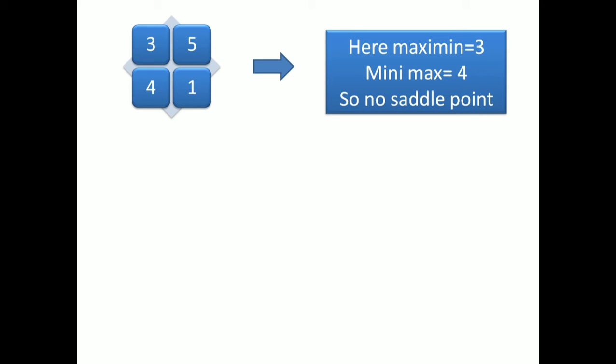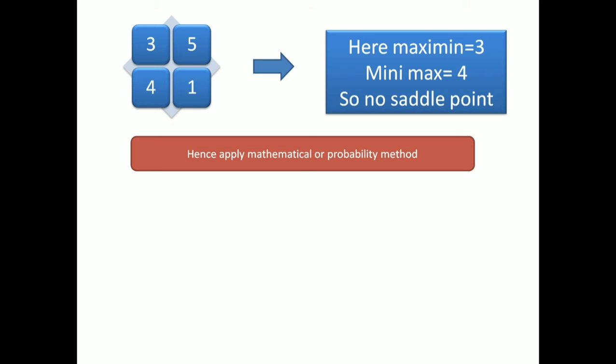Let us see an example. This is a 2 into 2 matrix, 3, 5, 4, 1, and here we apply the maximin minimax rule as we discussed in the pure strategy situation. There is no saddle point, so of course it is a mixed strategy problem. Here maximin is 3 and minimax is 4. So it is a mixed strategy problem. Let us see the mathematical or probability method to solve the problem.